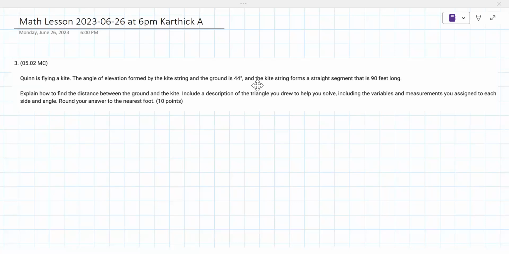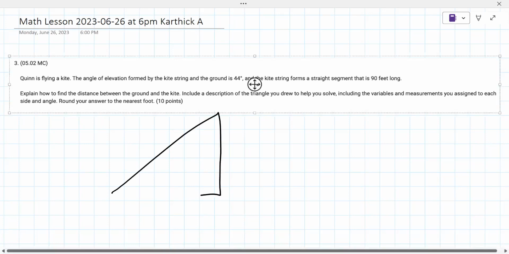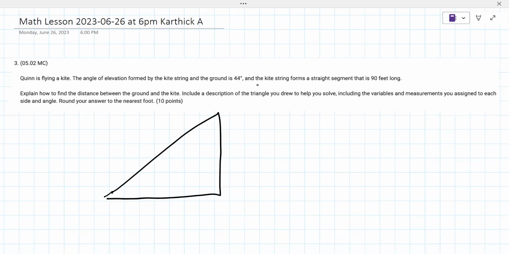All right, so Quinn is flying a kite. The angle of elevation formed by the kite string and the ground is 44 degrees. The kite string forms a straight segment that is 90 feet long. So here's our picture. The angle of elevation is 44 degrees, like that. And the kite string is 90 feet long.